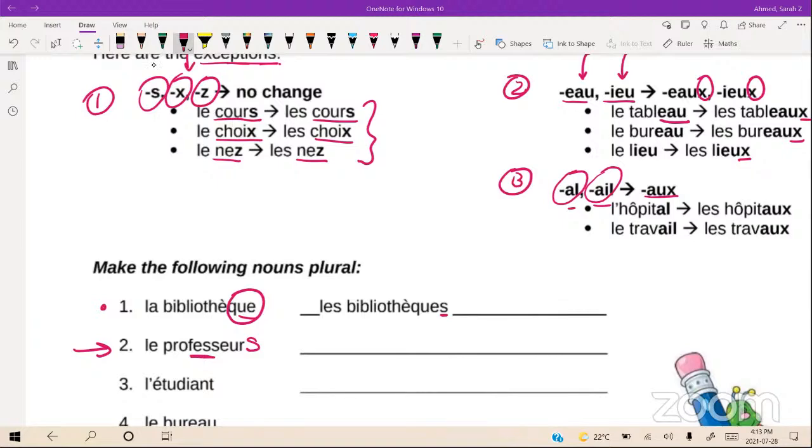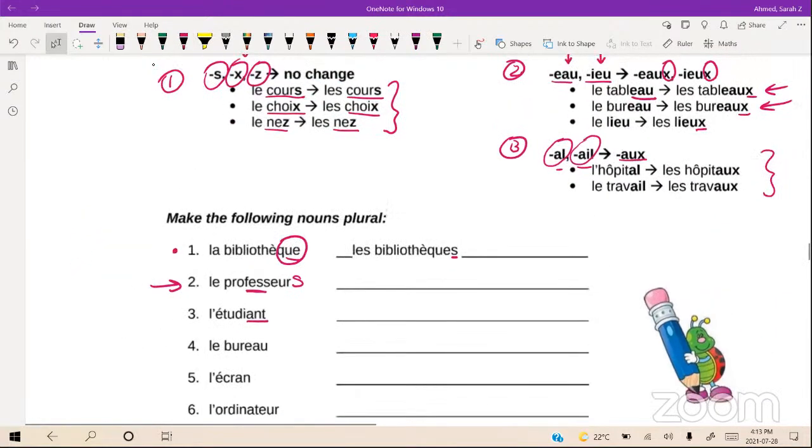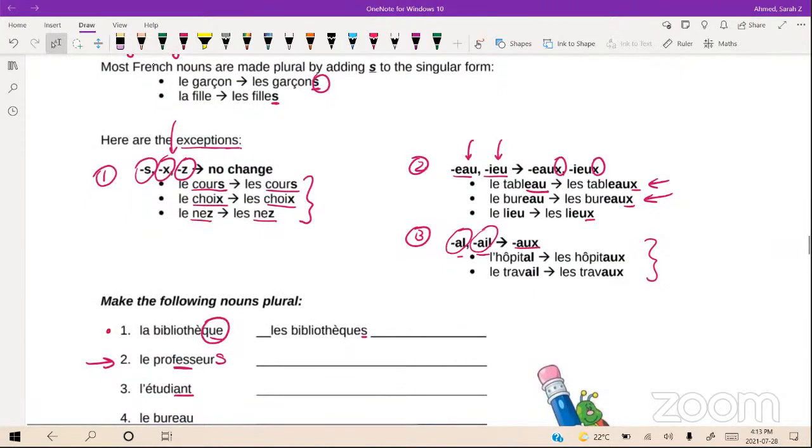Okay, so let's try the second one. So, l'étudiant. What do you think the answer for that will be? You can type in the chat. L'étudiant. We will just add an S at the end. Yes, very good.